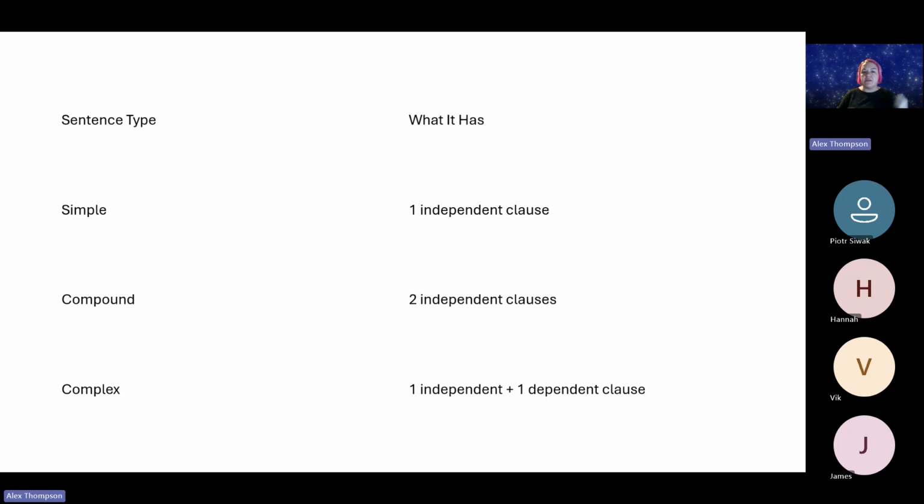So a simple sentence is one independent clause. It is independent. It is on its own and it works. A compound has two. It has one and one and they are glued together. And a complex has one independent clause plus some other information, which is your dependent clause. This is your added detail. You can also use brackets or parentheses to add extra detail into sentences as well.